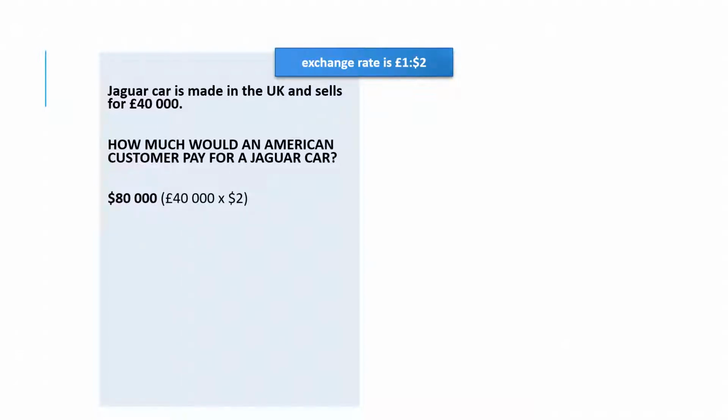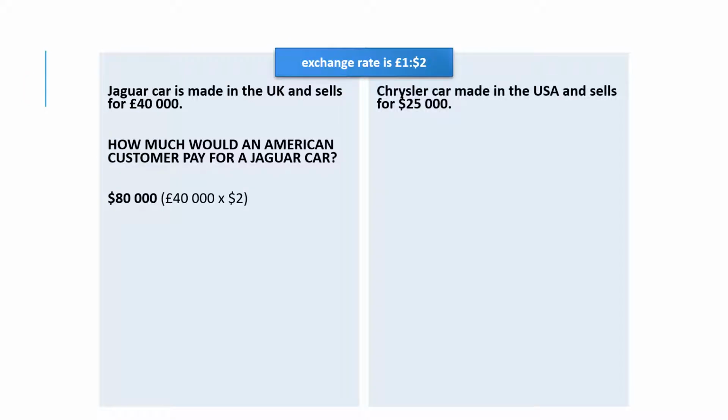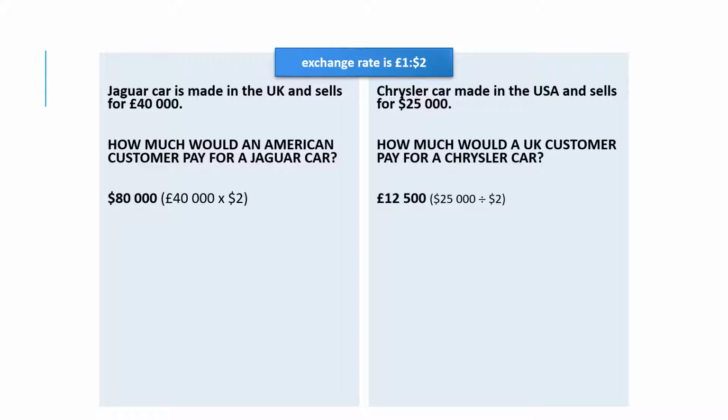That's right, y'all. $80,000 would be how much you would need to pay for a car from the UK. Let's also look at an example of a US car maker, Chrysler, and their cars are priced at $25,000 in the USA. How much would you pay in the UK for a Chrysler car? How many pounds would you need to buy a car from the US? Well, at £1 to $2 exchange rate, you would need £12,500 to buy the car from Chrysler.